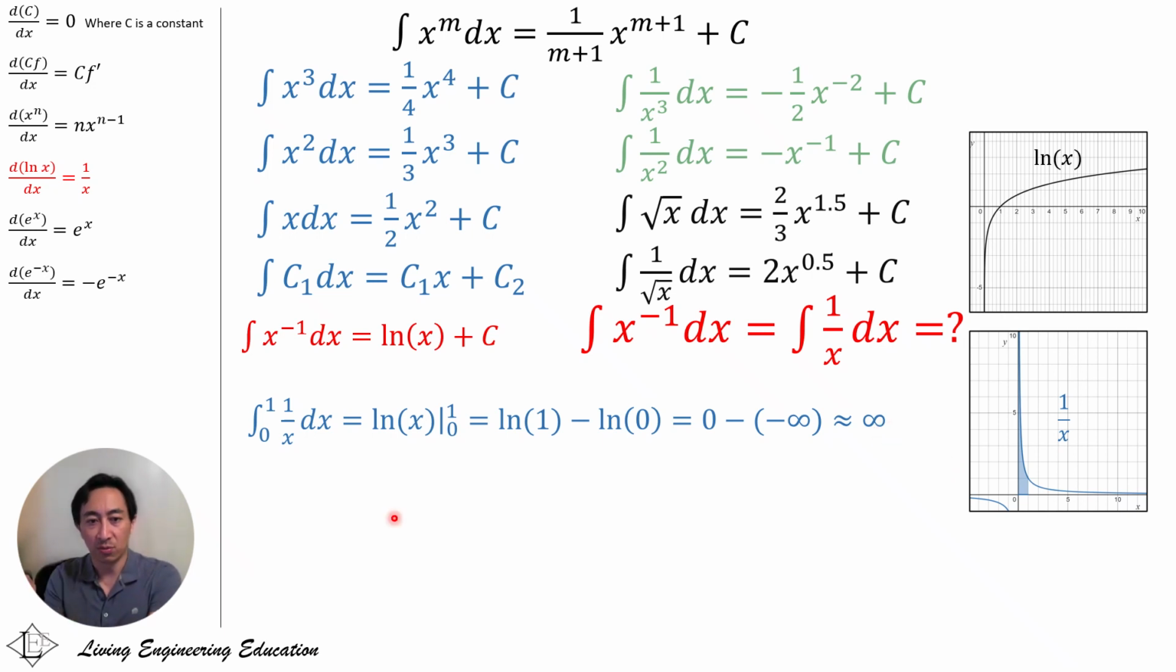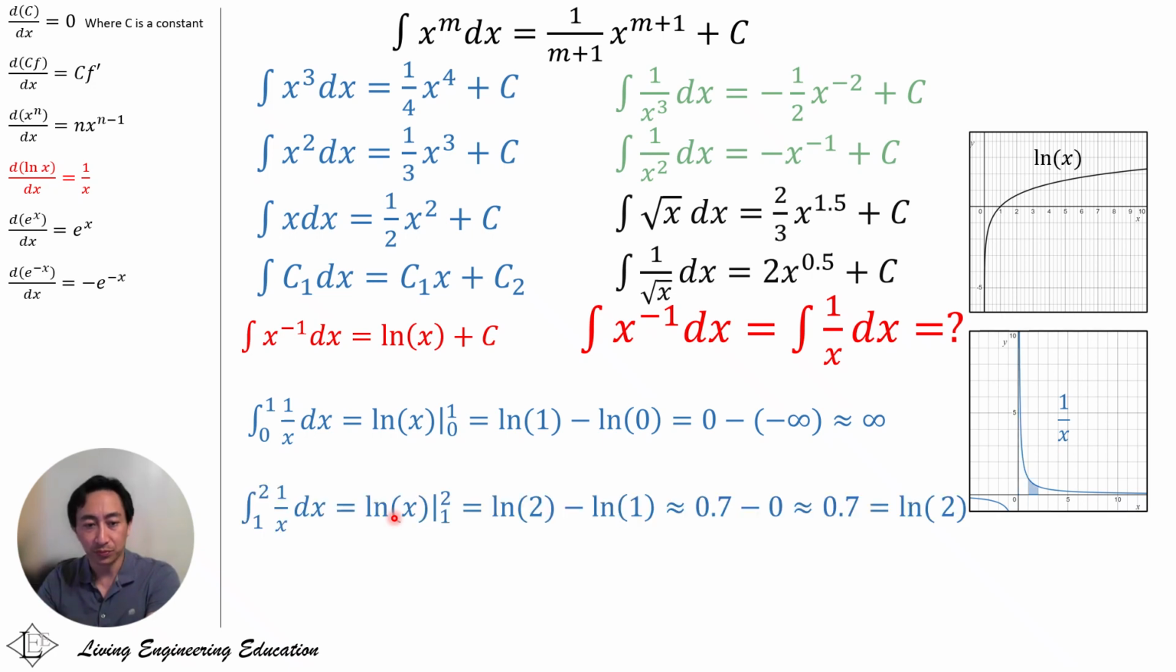So I can shift by 1, so I can go from 1 to 2 instead. And then the integral itself is the same. The limits have changed. So now I'm at ln 2, which is about 0.7, and natural log 1, which is still at 0. I say that it's equal to natural log 2 here because by the laws of logs, natural log 2 minus natural log 1 is the same as natural log 2 divided by 1.